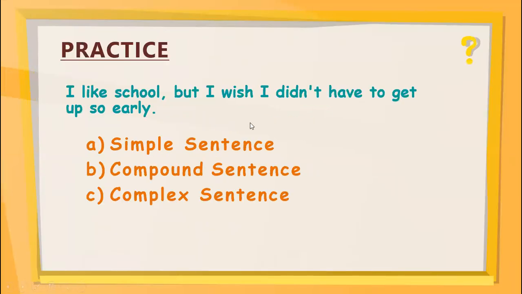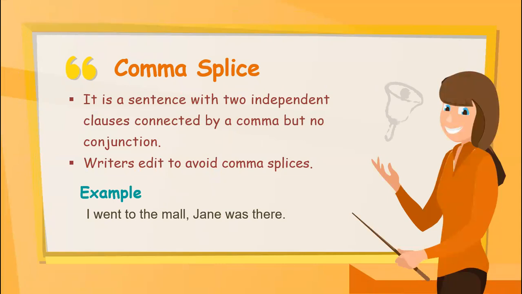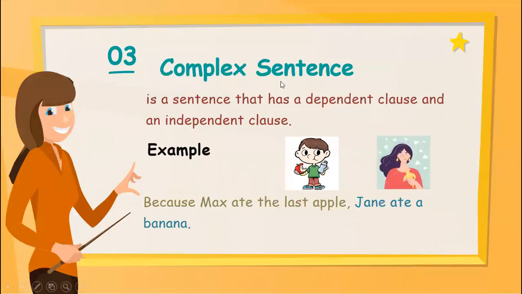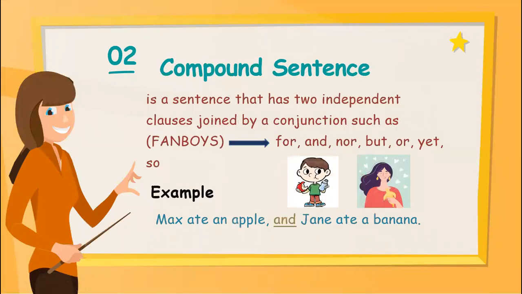Now, Yusuf, what does it mean? What is the difference between fanboys and wabbits? These two words, fanboys. Okay, let me write it down for you. Just a minute, Yusuf. Those are the fanboys. The fanboys are for, and, nor, but, or, yet, so.